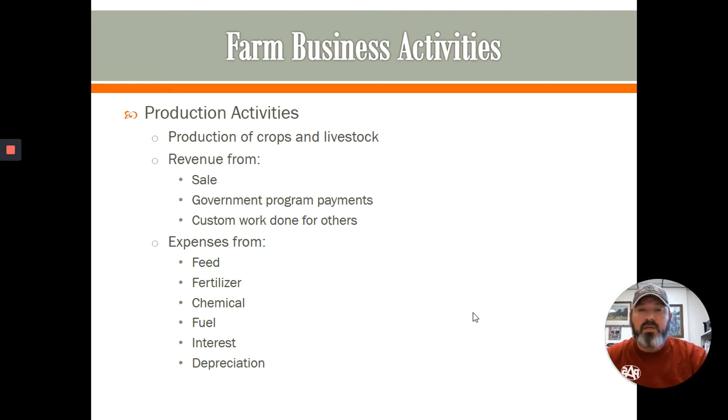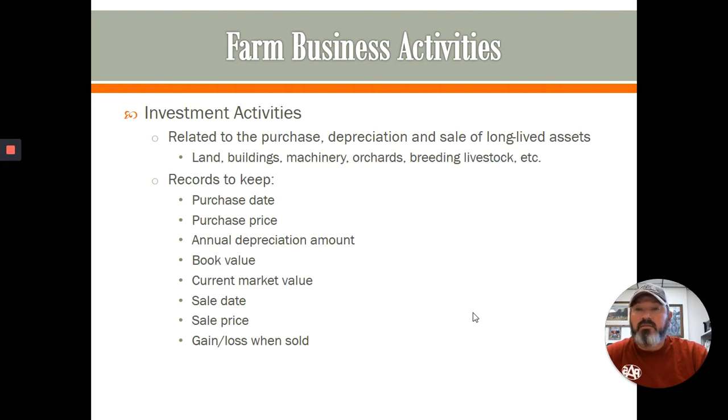So let's look at some production activities. Anything that's related to the production of crop and livestock goes as a production activity, whether we're talking about revenue or expenses. When we talk revenue, it's sales or government program payments, or maybe you go out and do some custom combining or planting operations. You can collect revenue in that regard, and that counts as a production activity in your accounting system. Your expenses, of course, are then feed, seed, fertilizer, all your inputs. But don't forget to include in that production activity interest, let's say an interest payment on a combine that you purchased, or depreciation as a deduction as that combine depreciates over time and loses value. Those are all production activities.